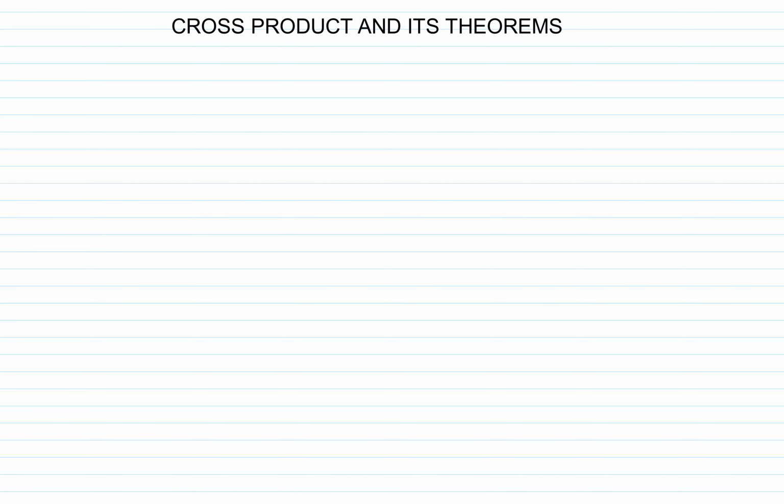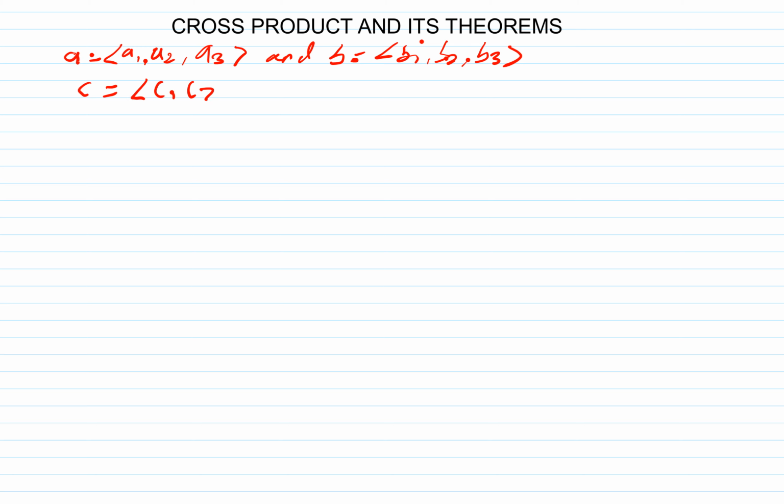So in this video, we're going to talk about the cross product. Given two non-zero vectors, a equal to a1, a2, a3 and b equal to b1, b2 and b3, it is very useful to be able to find a non-zero vector that is perpendicular to both a and b. Now, if c, which is equal to c1, c2 and c3, is such a vector, then a dot c is equal to 0 and b dot c should also equal 0.